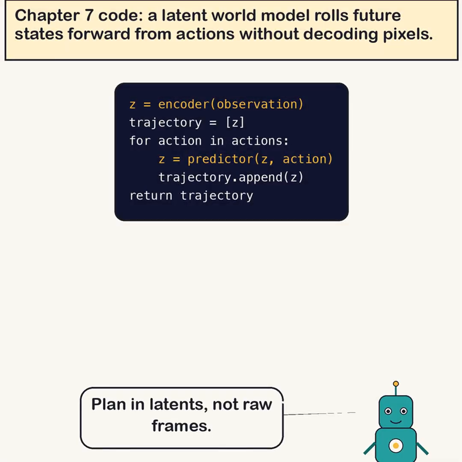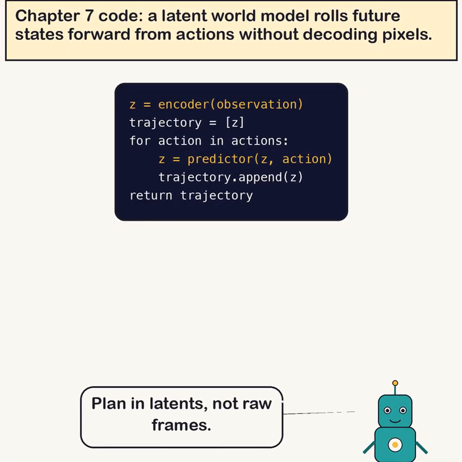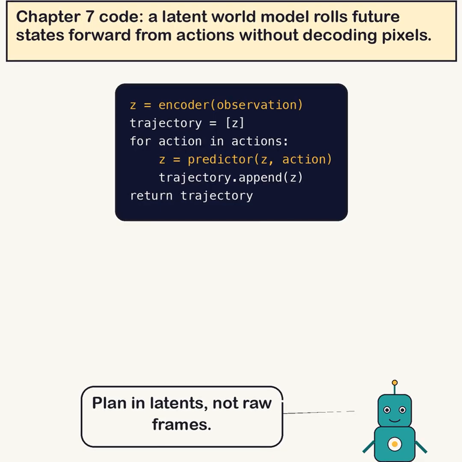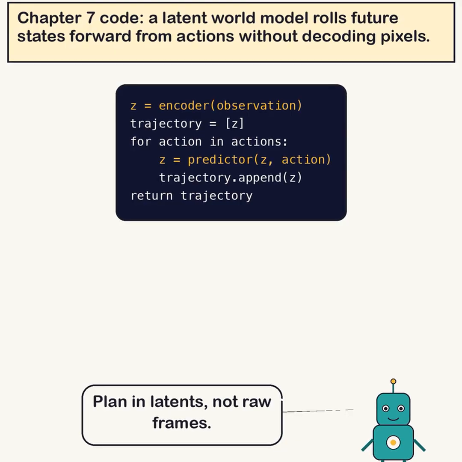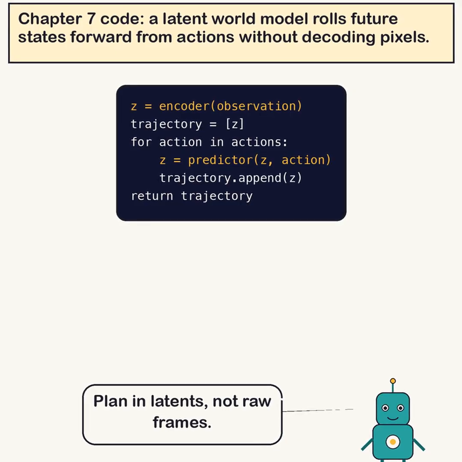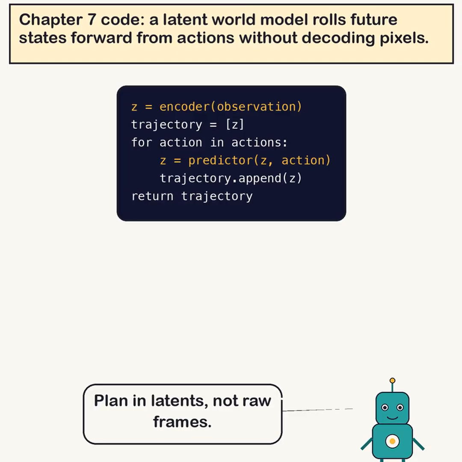A latent world model rolls forward without decoding pixels. The encoder maps the current observation to latent Z for each action. The predictor produces the next latent. The trajectory is a sequence of imagined latent states useful for planning and probing.